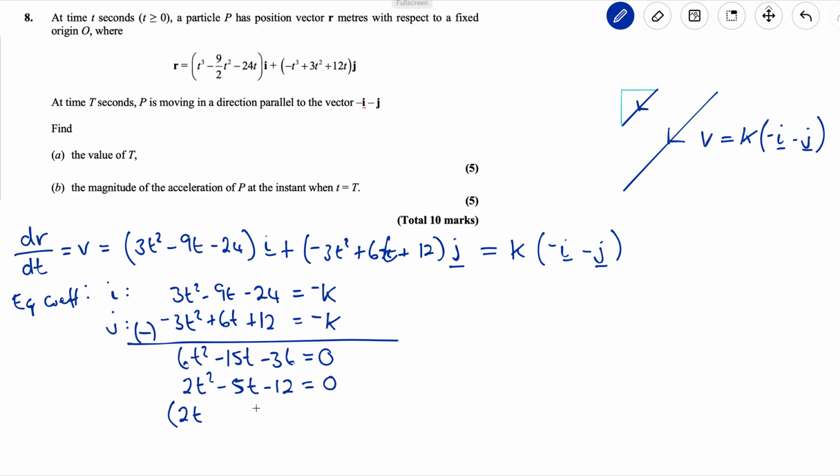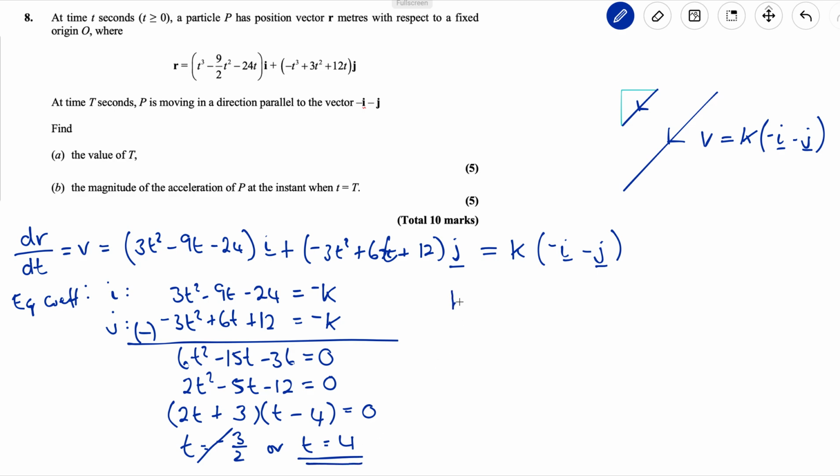And now I'm going to factorise it. And in these questions, they're nearly always factorisable. 12, well, if I use 3 and 4, 3t and 2 times 4 is 8. So that would work, and that's negative and that's positive. So t is equal to −3/2 or 4. This can't be right because t is greater than 0. So the answer to part A is t = 4.